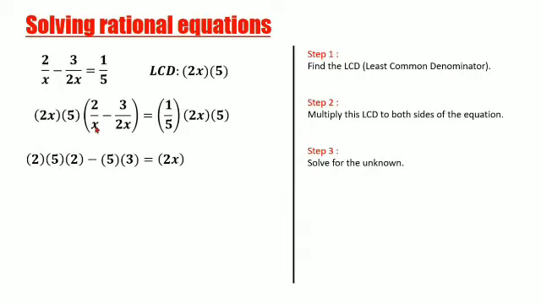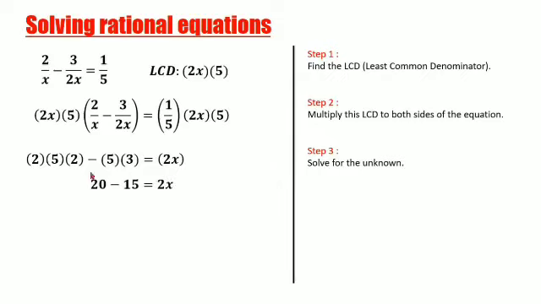When we multiply this LCD with the first term here, we can see that x here can be eliminated, leaving 2 times 5 times the numerator 2, this one, minus, if we will multiply this LCD with this term here, we can see that 2x here and here can be eliminated, leaving 5 times the numerator 3, this one, is equal to, on the other side of the equation, we can see that 5 here and 5 here can be eliminated, leaving 1 times 2x or simply 2x.